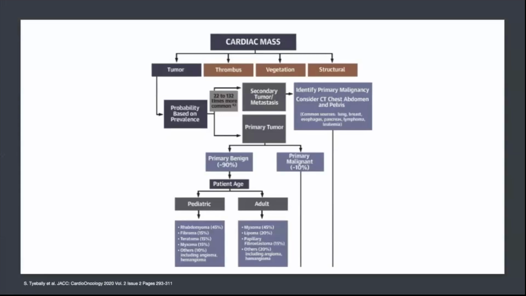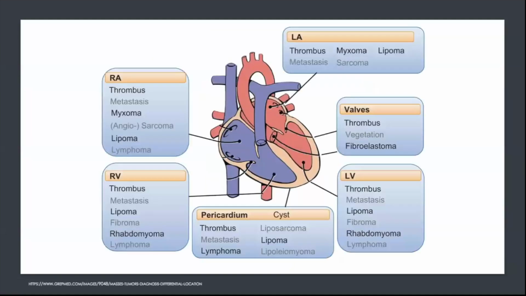So just to discuss cardiac masses, this is out of a review article that shows the differential diagnosis of cardiac masses. So basically what we're looking for is tumor, thrombus, vegetation, or structural. You can use a lot of different imaging modalities to try to sort and parse this out. This is just the breakdown of what the tumor side of things looks like. We're going to talk about the first 3 today. And this picture demonstrates where we find different cardiac masses and where you expect to find them.